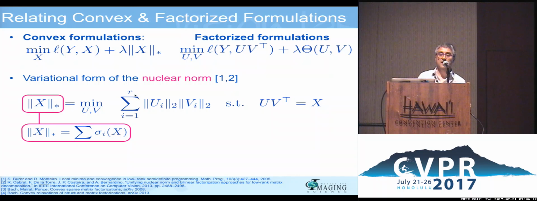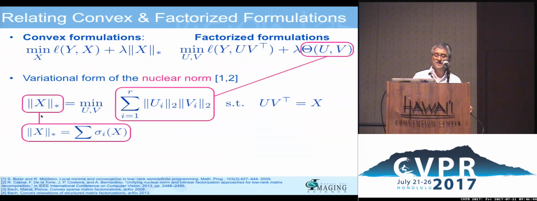R here is the number of columns of U. So it's the size of the factorization, the norm of the ith column of U times the norm of the ith column of V. In other words, it's a sum of products of norms. That's what this regularizer is. And the magic is that if you minimize that over all matrices U and V, you get exactly the nuclear norm of X. Why am I going through this convoluted procedure?